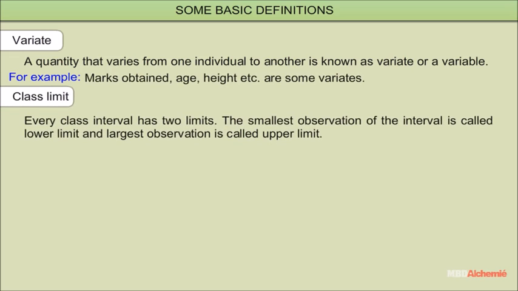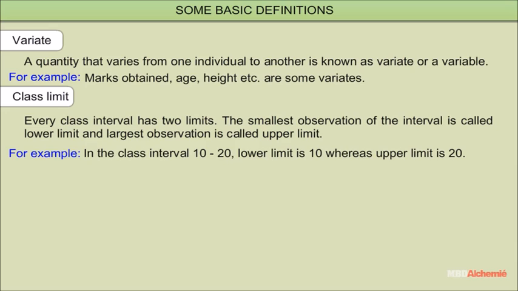Class limit. Every class interval has 2 limits. The smallest observation of the interval is called lower limit and largest observation is called upper limit. For example, in the class interval 10 to 20, lower limit is 10 whereas upper limit is 20.